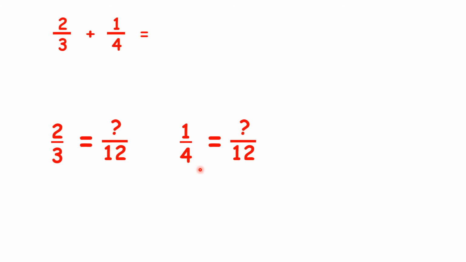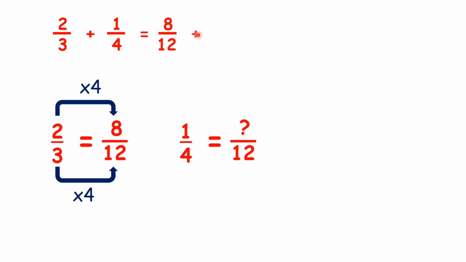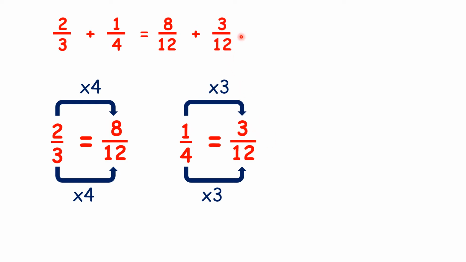So we can find two equivalent fractions with a denominator of 12. 2/3 is the same as 8/12. So really we have 8/12 plus 1/4 in 12ths, which is 3/12. So now we've converted both fractions, so we're adding fractions with the same denominator, so we can find our answer, 11/12.